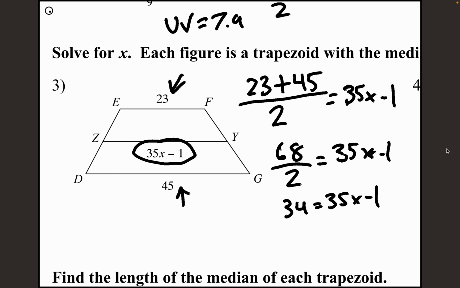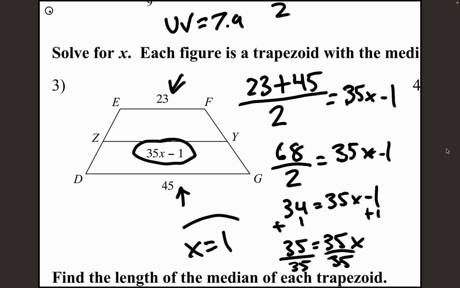Alright, then we get to combine our like terms and get x by itself. So we need to add 1 over. We have 35 equals 35x. We divide by 35, and x equals 1. So that's exactly what we want.